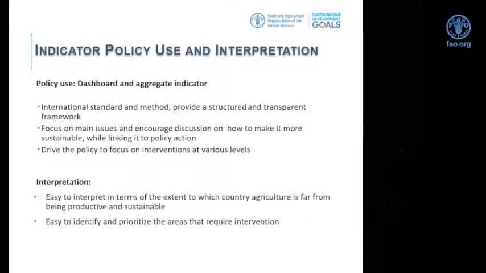Now, in terms of the dashboard level, I mentioned that it's very helpful in terms of policy use and interpretation because it helps us adhere to international standards and methods and provides a structured and transparent framework. The dashboard approach helps us focus on main issues and encourage discussion on how to make it more sustainable. I'm talking about the agricultural land area across the 11 themes, while linking it to the policy action. And it drives the policy to focus on intervention at various levels. In terms of interpretation, it's very easy to interpret the extent to which country agriculture is far from being productive and sustainable. And it's very easy to identify and prioritize the areas that require intervention.